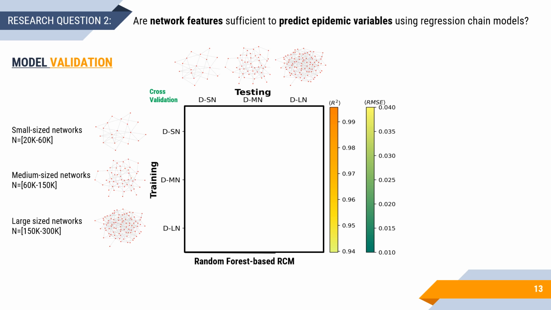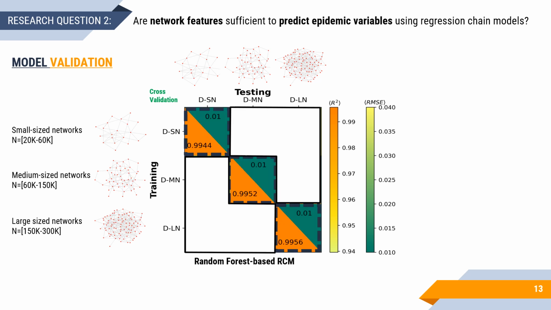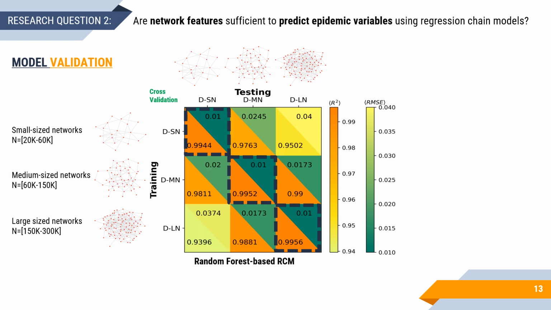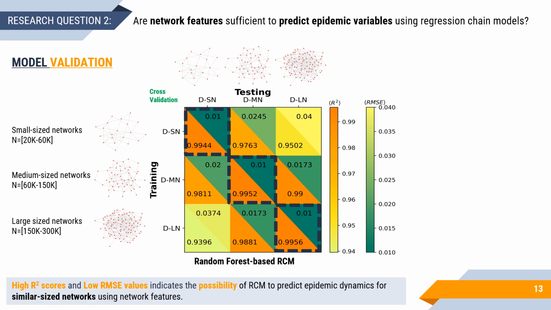The diagonal entries show the cross-validated performance results on similar-sized networks. We observe that the performance of the random forest regressor is quite high. The non-diagonal entries show the model performance for unseen data. We observe that the overall high R2 scores and low RMSE values demonstrate the competence of the regression chain model for predicting the epidemic variables.